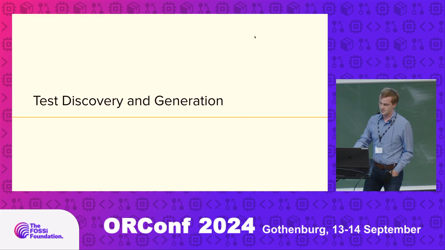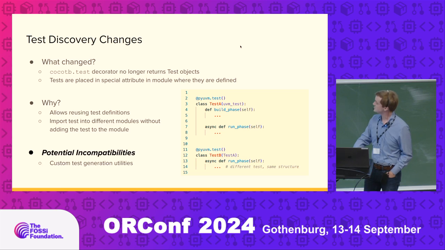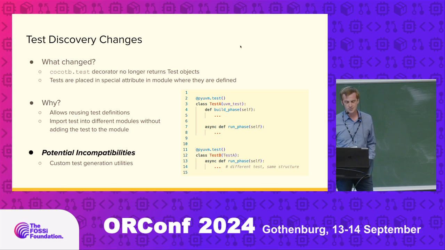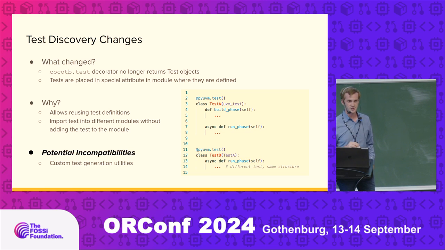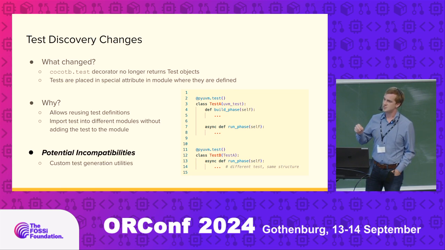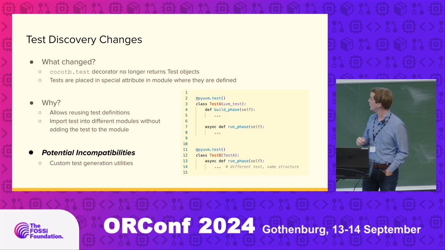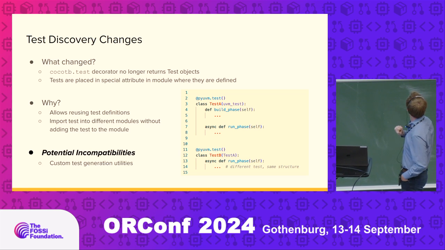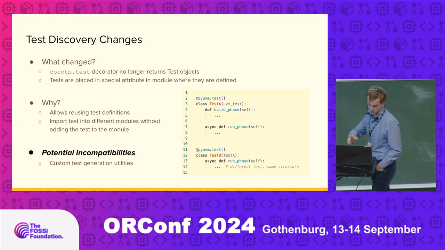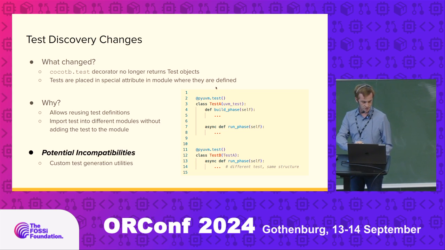All right, the next section is on test discovery and generation. Test discovery was slightly changed. The cocotb.test decorator used to return test objects and things were discovered that way. That caused some limitations, so we decided to change that a bit. This allows us to reuse test definitions, not just in the same module, but in other modules as well. We can see that with the PyEVM example: we're decorating that PyEVM test, and right below it, we are inheriting from it to extend it. That was previously not possible due to the way the old decorator worked.